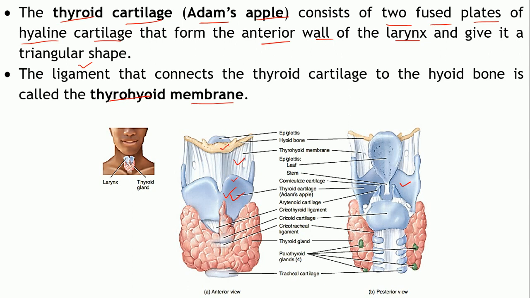Okay. So, this portion, as you can see, this whitish portion, that is the ligament, it is called the thyrohyoid membrane. As you can see, in the posterior view also it is visible, right. This is the one.